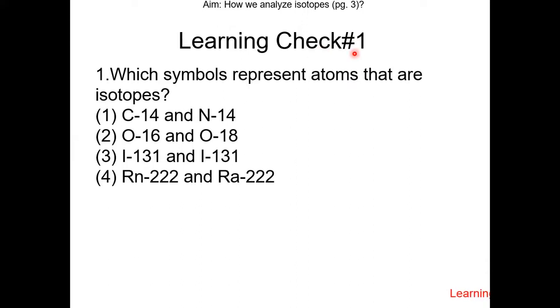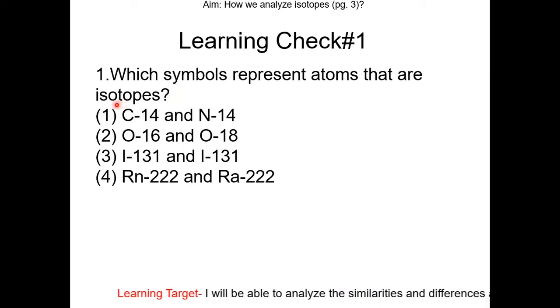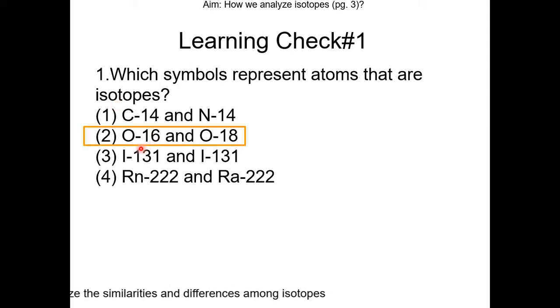Learning check number 1. Which symbol represents atoms that are isotopes? Pause the video and resume once completed. Isotopes are atoms with the same number of protons but different numbers of neutrons. So you're expecting the same element but different mass number. So the only one that has that is choice 2.